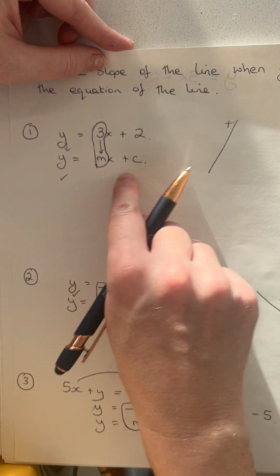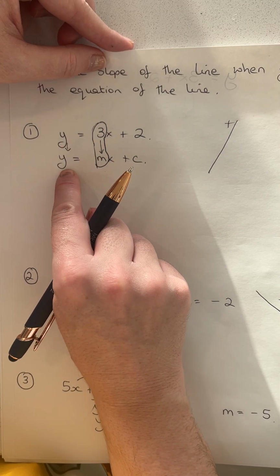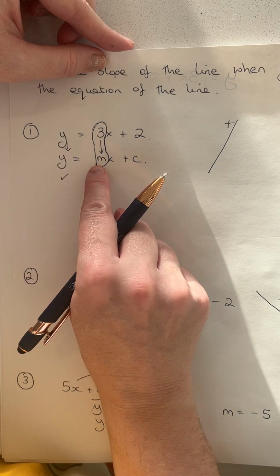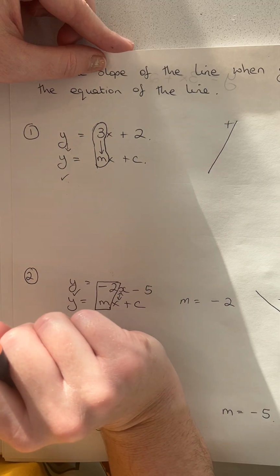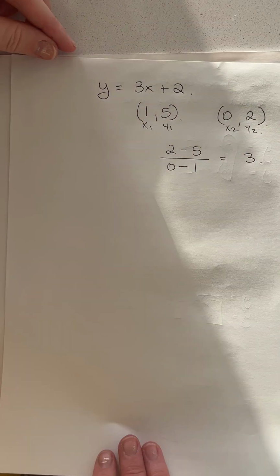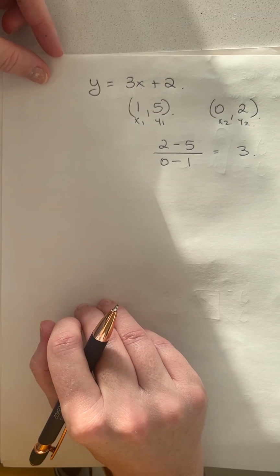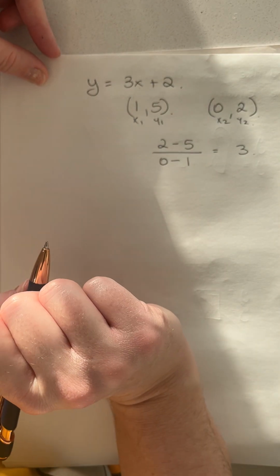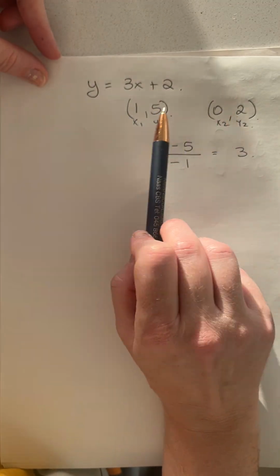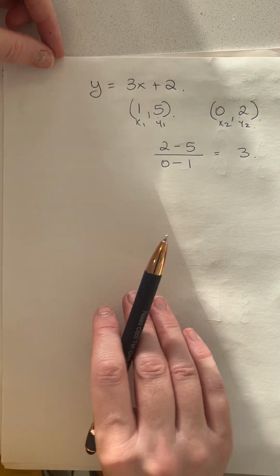So we didn't even need algebra here because the y was already on its own. So we could just pick out the slope. But this is an option for you as well. You are able to find points on a line. If you are able to find the points on a line, you can always use your original slope formula.